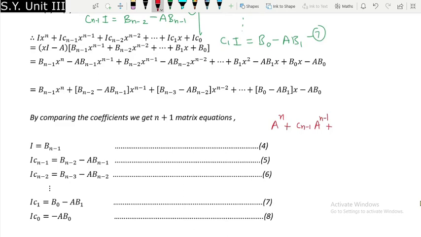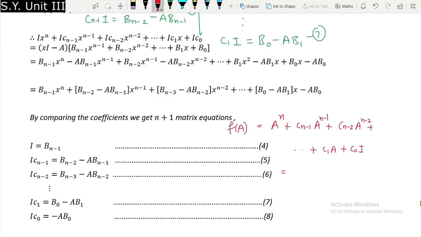Now the 6th equation we will multiply by a raised to n minus 2. So it will be cn minus 2 a raised to n minus 2 plus. This will be continued, and so on, and from the 7th equation we will get c1a, and from the last equation we will get c naught I. Now let us see what is the right hand side. So on the left hand side we got f of a. So our expected answer is that on the right hand side we should get 0.